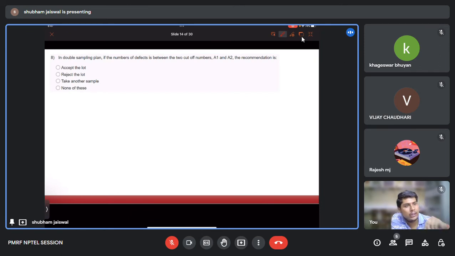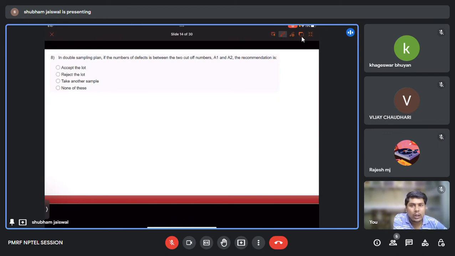So let's answer. They are talking about the double sampling plan. If I had taken one sample, and the number of defects is between A1 and A2, what I will do is take another sample, and based on that, I will give my recommendation. If it satisfies the condition, then I will accept. If it does not, then we will reject it.